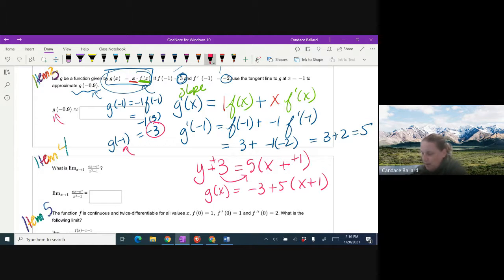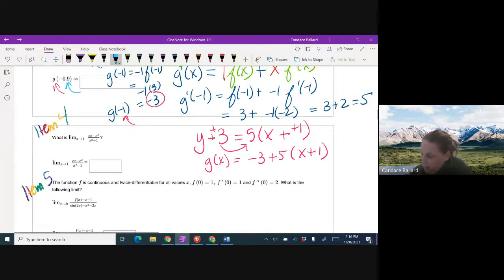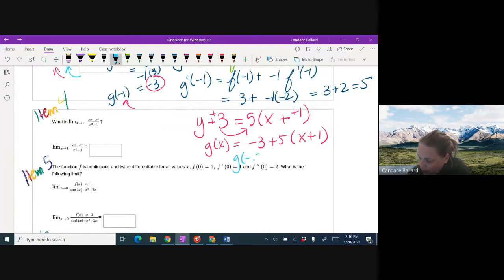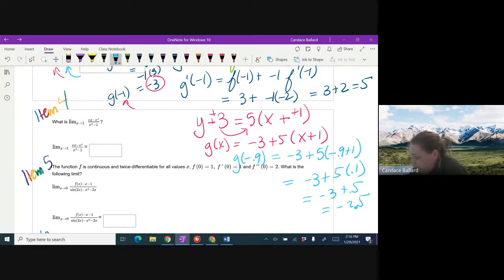Okay. And then I have to plug in the negative 0.9. So g of negative 0.9 equals negative 3 plus 5 times negative 0.9 plus 1. So negative 0.9 and positive 1 would just be 0.1. So negative 3 plus 0.5 would be negative 2.5. Is that okay with everybody? So I did not ask for a lot of help on that one, did I?